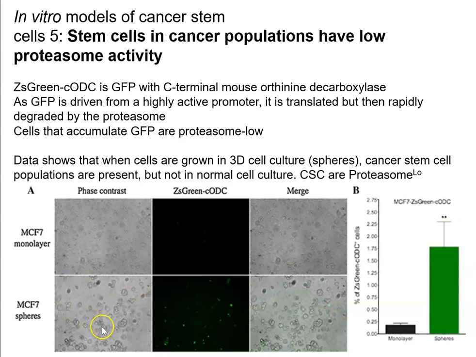If you grow cells as spheres, so grow the cells on low adhesion cell culture plates and induce 3D cell culture, which I'm going to talk about in my next lecture, what you find is that these cells tend to accumulate green fluorescent protein because their proteasome levels are very low, and that is characteristic of stem cells. And the induction of spheroid growth is very closely linked to cancer stem cell behaviour.